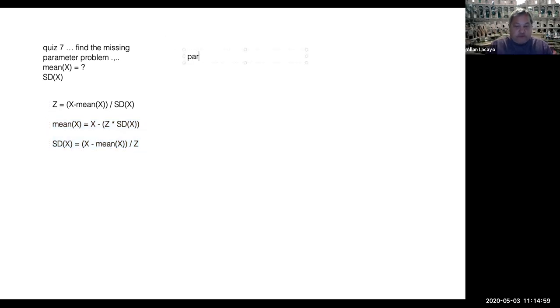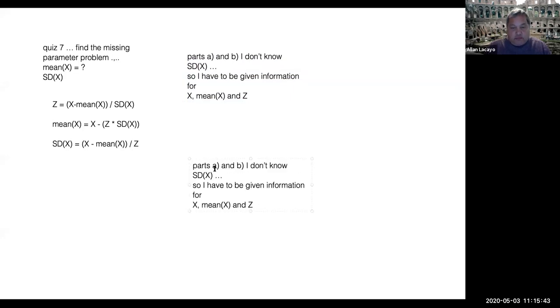So in parts A and B of the problem, I don't know the standard deviation. So I have to be given information for x, the mean of x, and z-score. And in parts C and D, I don't know the mean of x. So I need x, the standard deviation of x, and z.